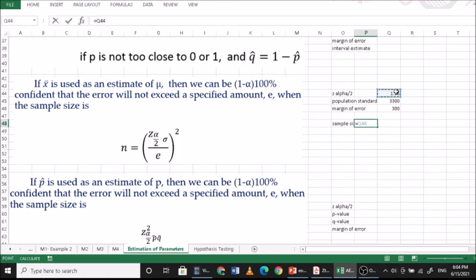So let's start with z alpha over 2, 1.96 times your population standard deviation, which is 3,300. Then you divide this value by the margin of error that you want, which is 300. And finally, we square it, so we use the power, and the power is 2. Raised to 2. Okay, and so the sample size is now 464.8336.